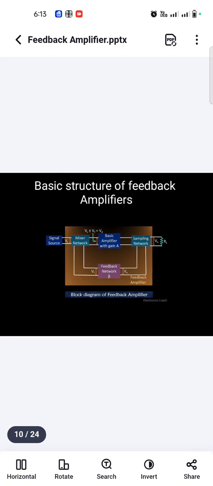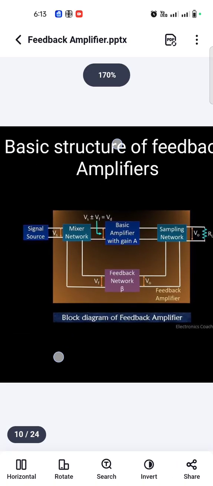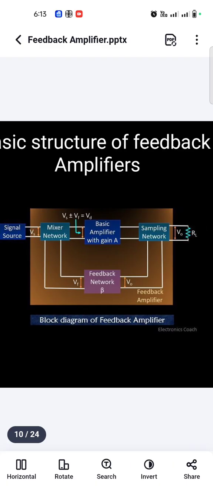Okay, next, see, this is the basic structure of a feedback amplifier. What are the blocks present inside it? First, the basic amplifier with the gain A. The input is the mixer, the output is the sampling network. So totally there are five blocks: signal source, mixer network, basic amplifier with gain, sampling network, and feedback network, right? Beyond that, on the output side the load is present. This is the basic block diagram of a feedback amplifier.